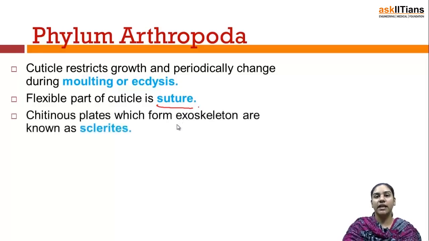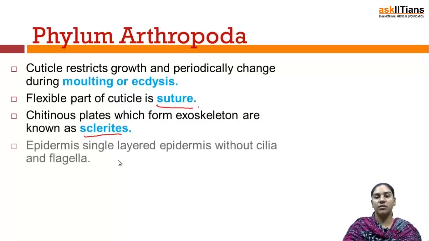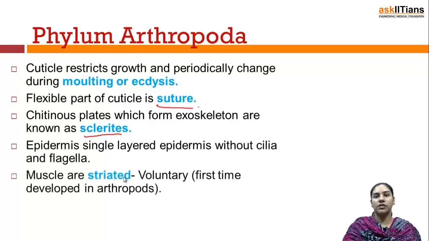The chitinous plates which are present on the exoskeleton of the insects are known as the sclerites. The epidermis is single layered and it is without cilia and flagella. The muscles are striated, that means they are voluntary, and these striated voluntary muscles have been developed for the first time in the arthropods.